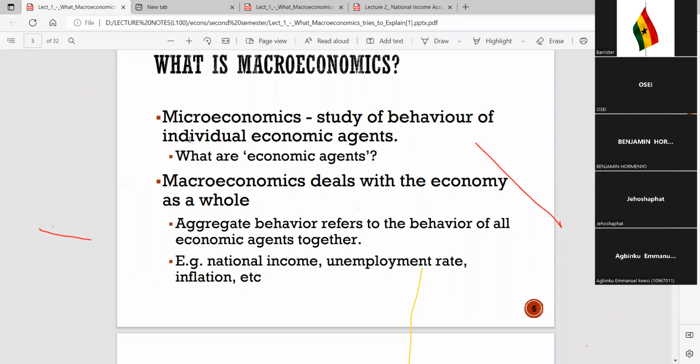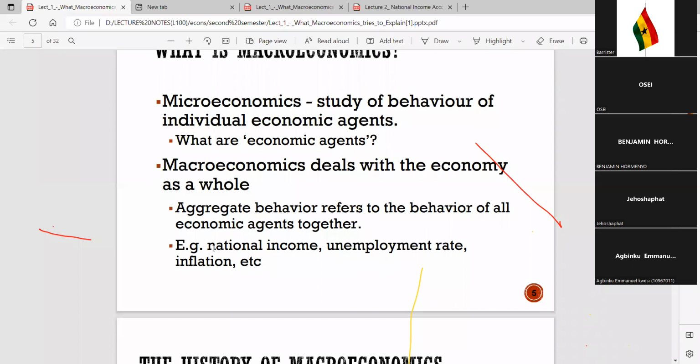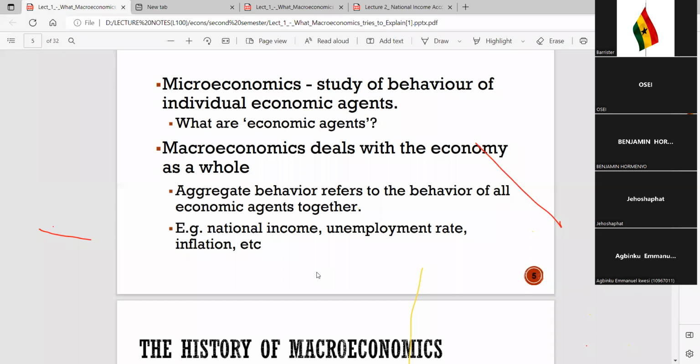So we cannot use the microeconomics part to explain. We use what we call macro, because that studies the whole economy. And the whole economy is not only in Ghana, it factors in external parts. So going forward, you are going to see something like imports and exports. Last semester, we didn't have exports or imports. So these are some concepts under macroeconomics: national income, unemployment, and then inflation. I hope by now you are familiar with all these.